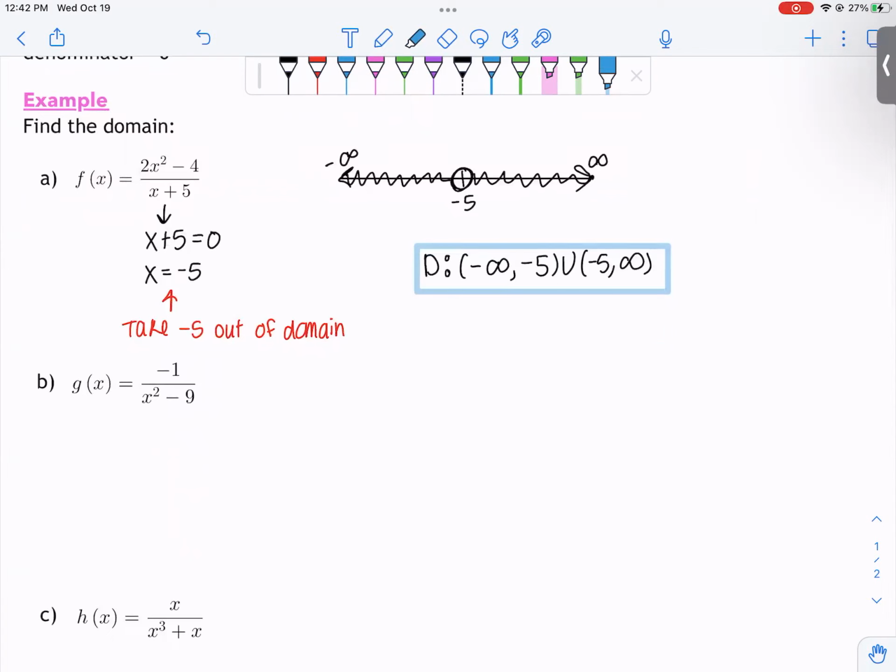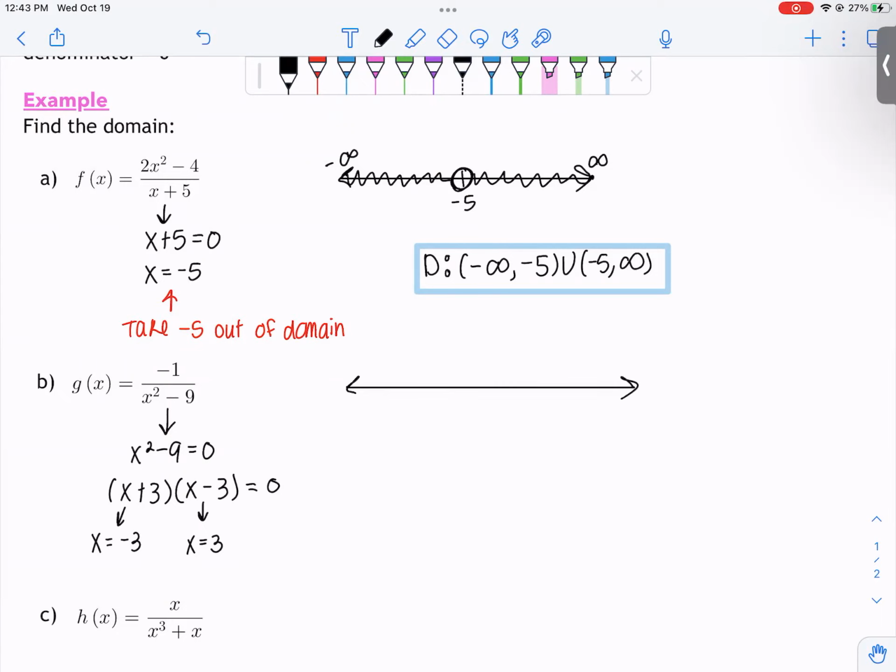We'll do another one. Taking the denominator, setting it equal to 0. X squared minus 9 factors into x plus 3 times x minus 3 equal to 0. Setting each of these factors equal to 0, you'll get -3 and +3. These are the excluded values. These are the values we want to exclude from our domain.